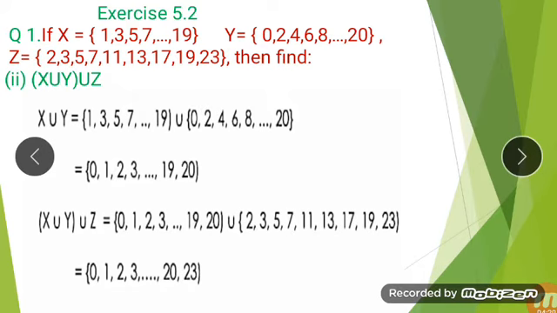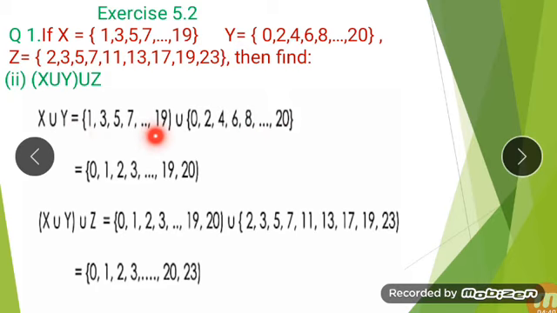two factors. So let's find the second part, X union Y union Z. Here we can see round brackets. The round brackets show that first of all X union Y should be taken, then their union should be taken with Z. So here we can write set X, then the union sign, then set Y.